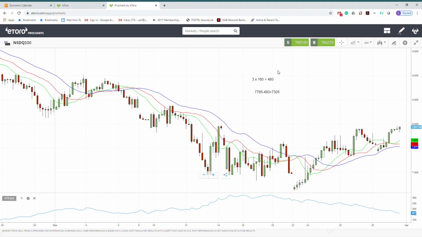So first start practicing these things on a practice account, not a real account, to set the stop losses, and then after you feel that you've got enough confidence, then you can start using them on your real accounts.